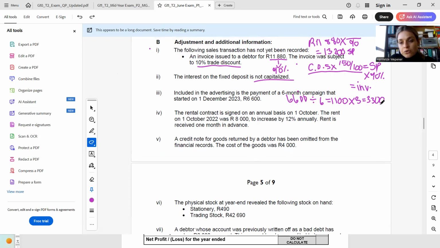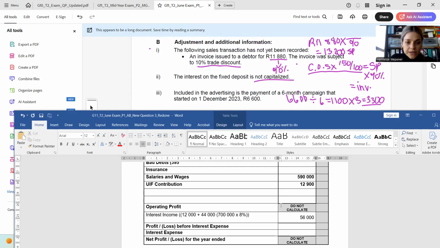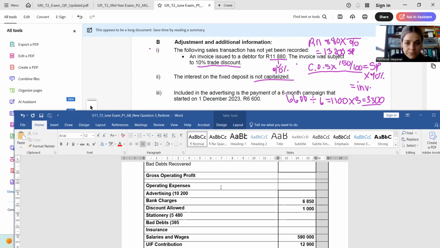So you need to remove the expense from the current year and reclassify that as a prepaid expense, current asset in your SFP. So once again, I'm going to show my calculation there. There we go. So half of it was prepaid.